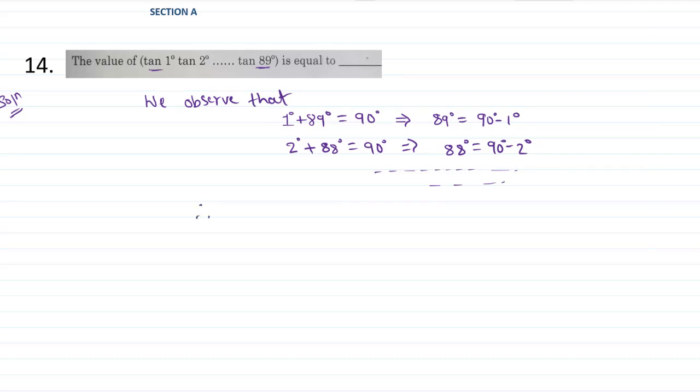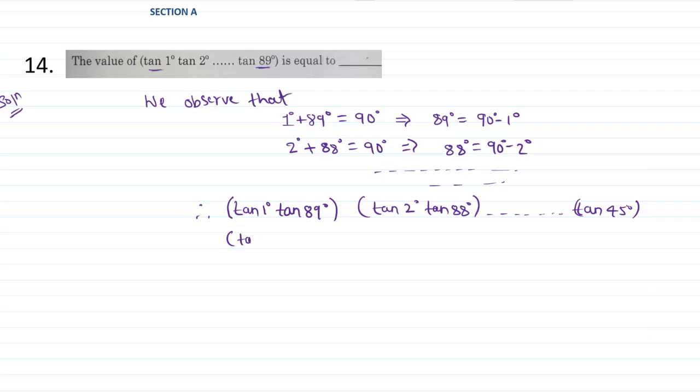Therefore, now group the first term, that is tan 1 degree, and the last term, that is tan 89 degree. Next, tan 2 degree, tan 88 degree, and so on. The last term will be tan 45 degree. So, tan 1 degree into tan 89 degree.